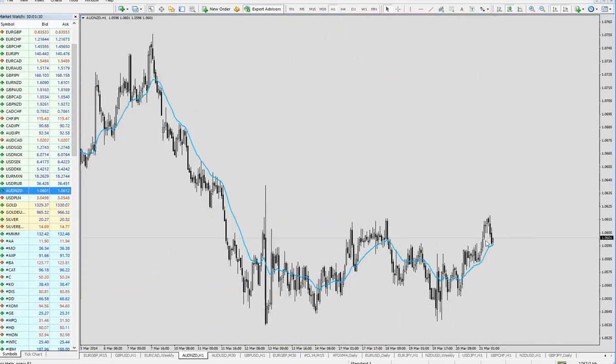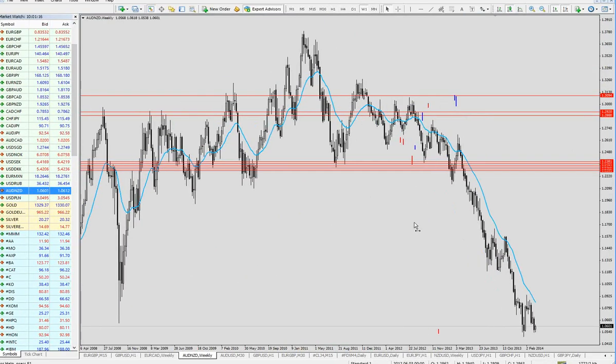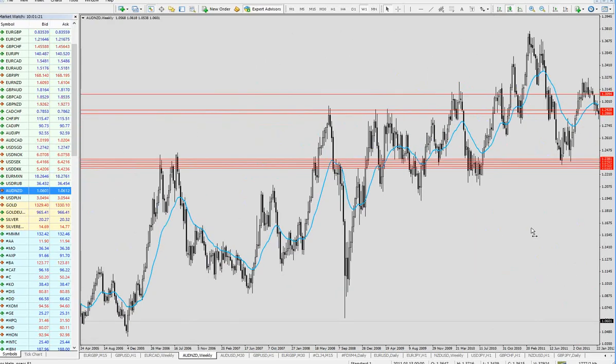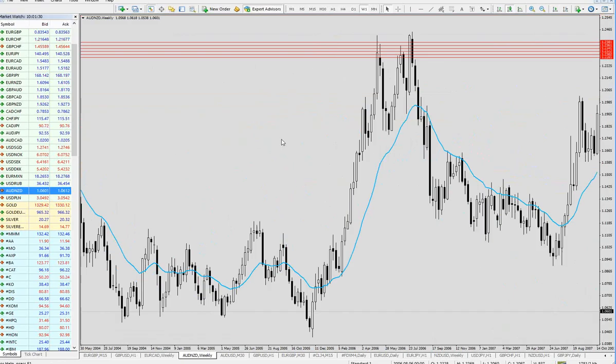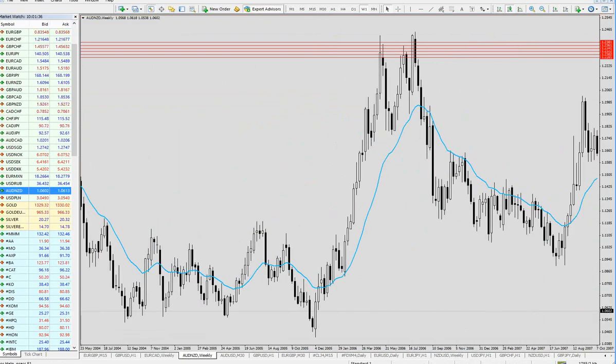Okay, let's start with Aussie Kiwi, and we have to get back to 2005. Okay, we have to get back to 2005. Let me make it bigger. Okay, and we have to be focused on this stuff here. So as you can see, it's around December 2005.